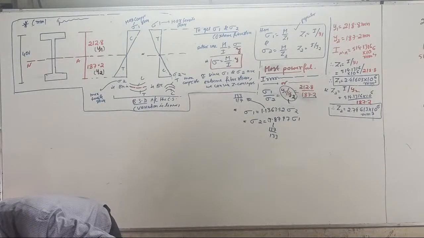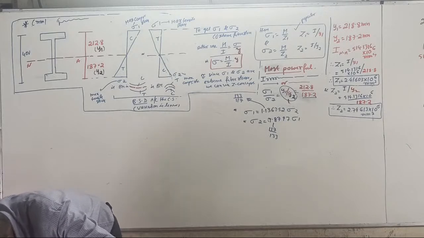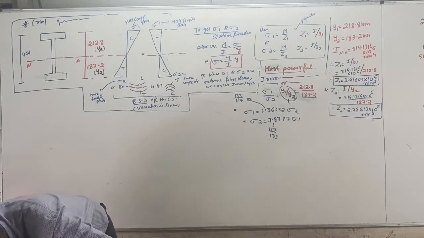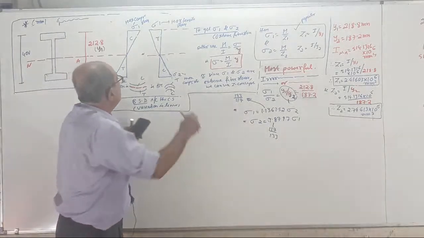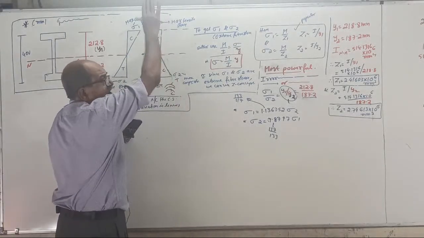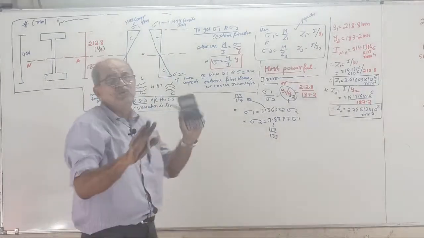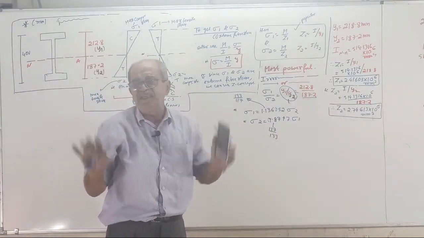And don't memorize it this way, that sigma 1 is more than sigma 2. Don't memorize which is more and which is lesser. Sometimes, if the neutral axis comes too much to that side, sigma 2 will be more. Do not memorize which is more, which is lesser.